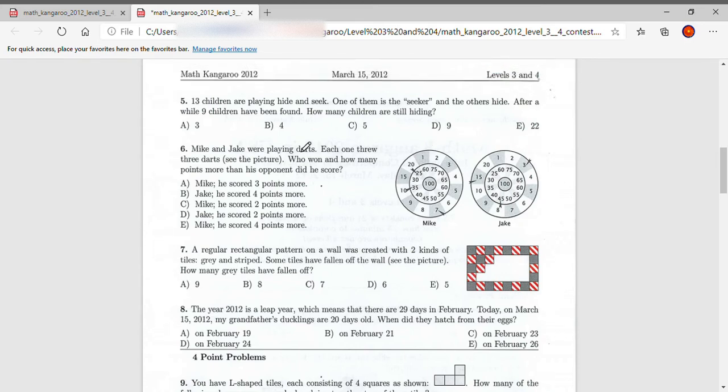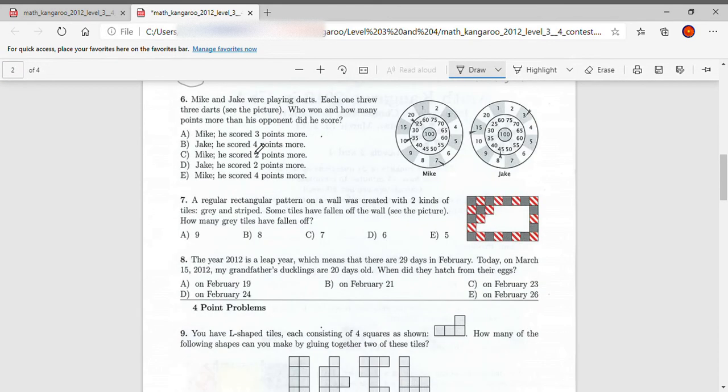So, if we have 13 children playing hide and seek and one of them is a seeker, that already means that he cannot be hiding because he has to find them. So, 13 minus 1, you get 12. Now, 9 children have been found, meaning that they're not hiding anymore. So, 12 minus 9, you get 3. So that means 3 children are still hiding, which means our answer for number 5 is A.